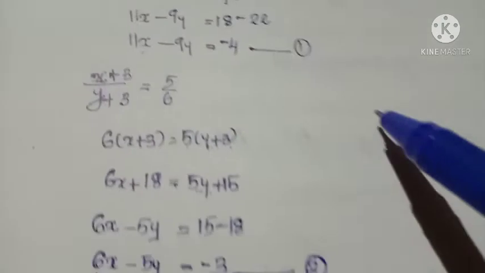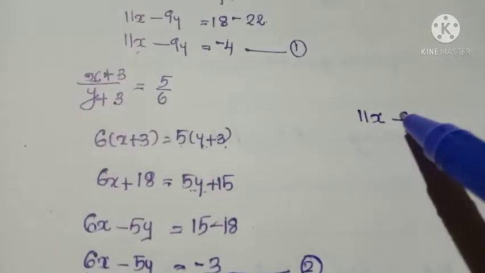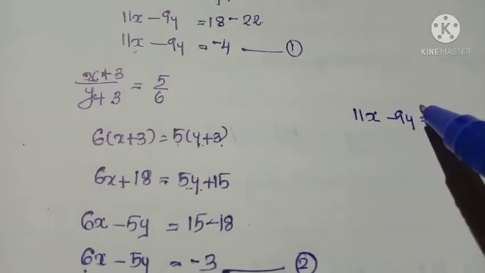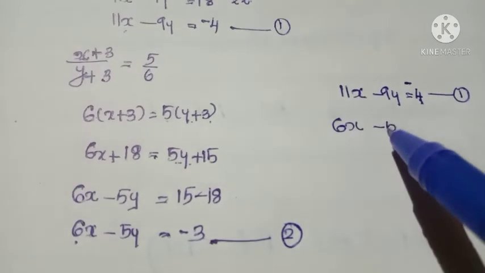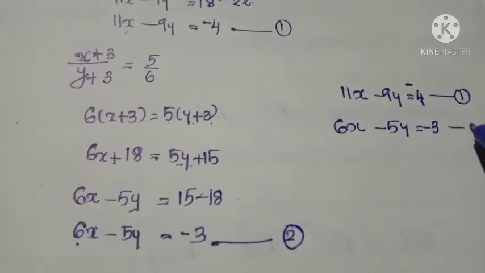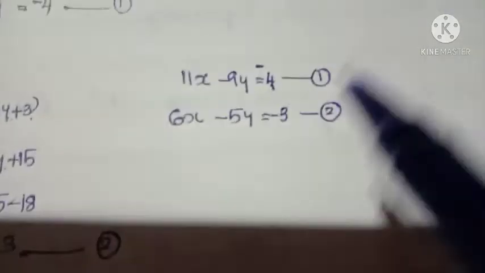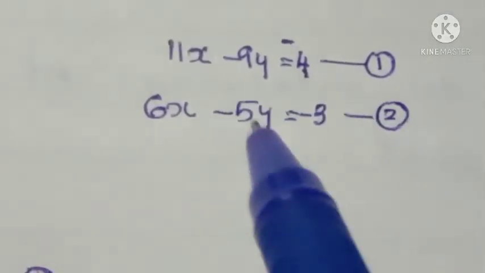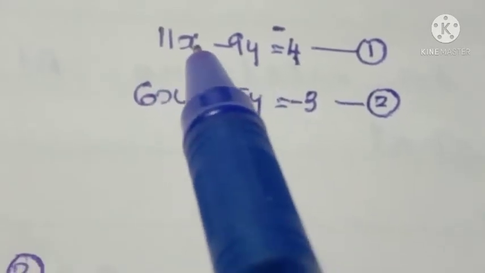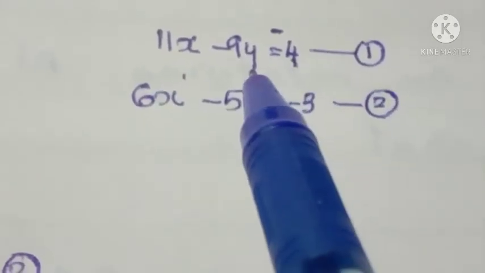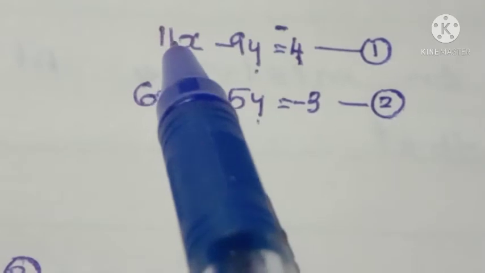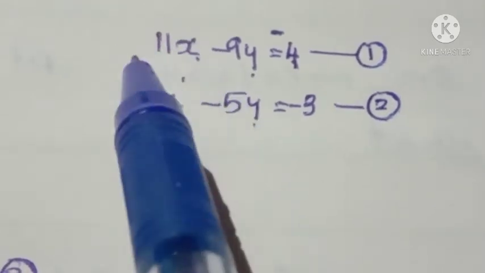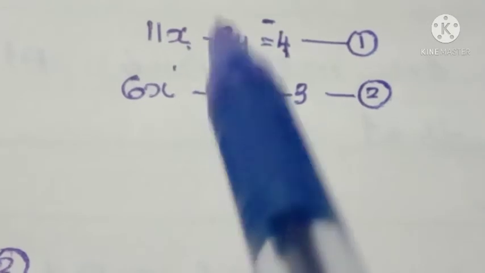So we have two equations. 11x minus 9y is equal to minus 4. This is equation 1. And 6x minus 5y is equal to minus 3. This is equation 2. Now see these equations. Here we can consider either x or y. In both equations you can see the coefficients. Coefficient of x is 11, coefficient of y is minus 9. So we can consider either x or y.